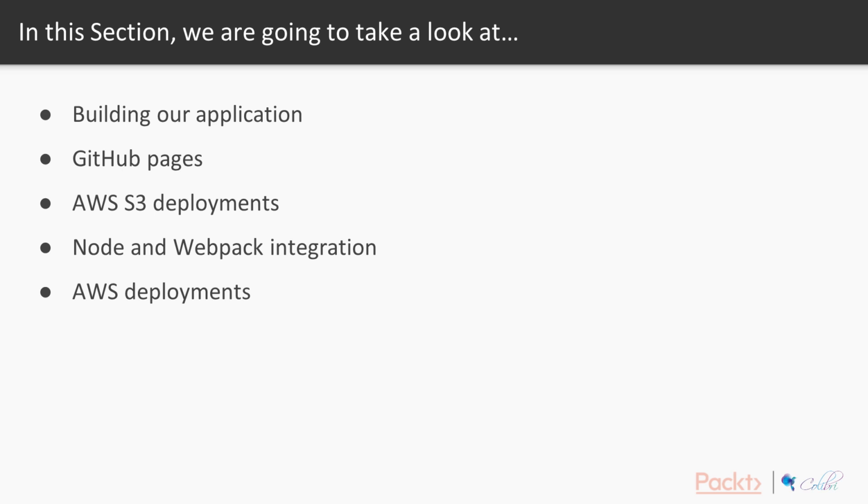So we will just host an app in our bucket and make sure we have the configuration set up so that the bucket can serve the files. After that, for more complex applications that also involve deploying a backend, we will look at Node and Webpack integration and how we can integrate the server into our Webpack projects. And at the end, we will also look at deploying dynamic sites to AWS.